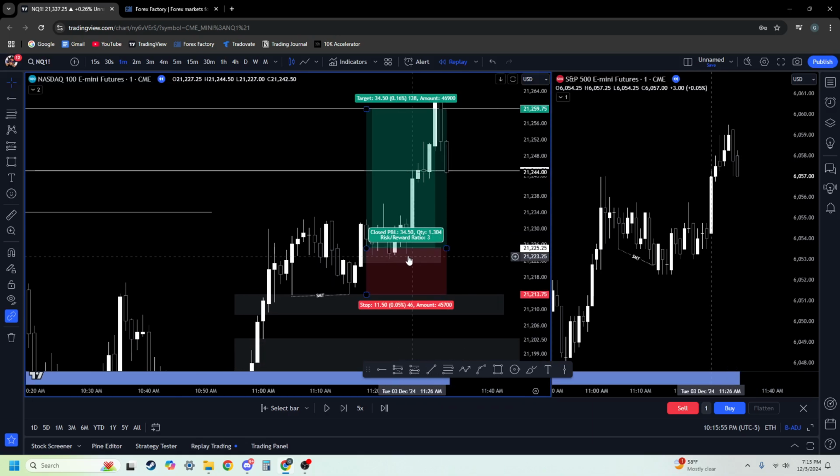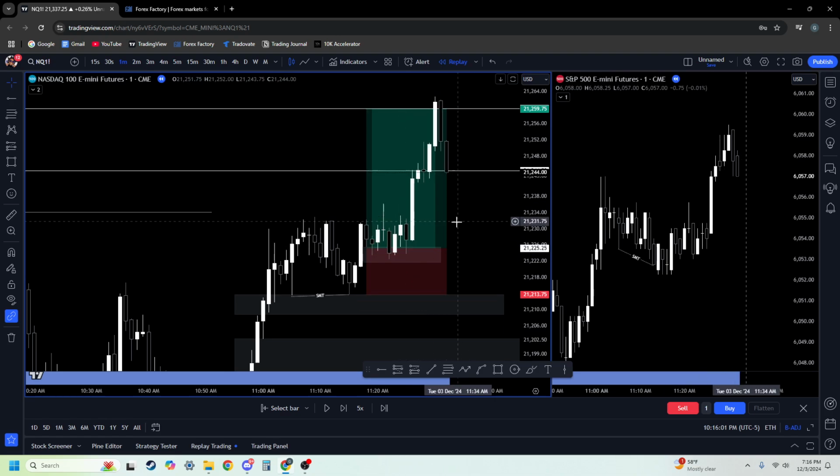I missed this trade. I was at work at this time. I was already leaving for work. This is like, what is this, 8:25? I'm already on the way to work, so I missed this trade, unfortunately.